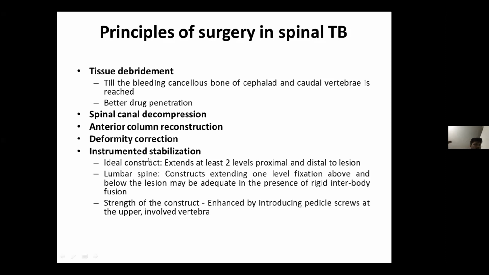I wanted to discuss a few points on instrumentation. One of the questions that we all have in our minds is the levels of instrumentation. The ideal construct in tuberculosis should at least extend 2 levels proximal and distal to the lesion. In the lumbar spine, if we are doing an interbody fusion, then it's okay sometimes to just do 1 level above and below the lesion. And it's always good to have pedicle screws at the infected level, and that significantly improves the strength of the construct. These 3 should be kept in mind in terms of principles.